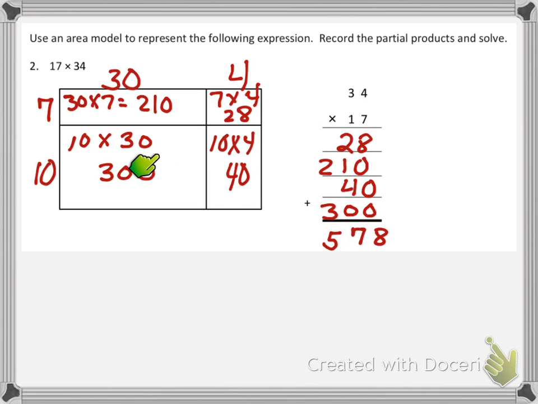And then over here, we've got 10. This is not a 17 now, it's a 10 in place right there. So it's 10 times 4, we got a 40. And the last one was 10 times 30 is 300. So basically, we are multiplying the standard algorithm by using the area model to help us get each one of those partial products.